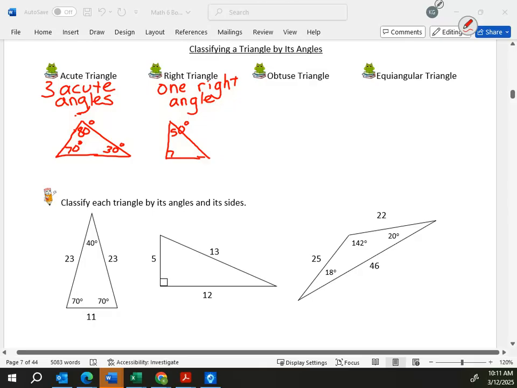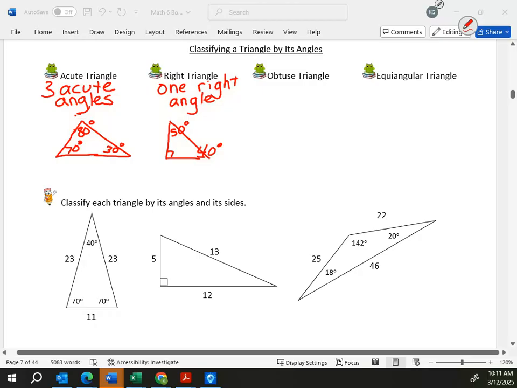If I put 20 on there, 20 plus 50 is 70. 70 plus, we know our right angle is 90. 70 plus 90 is 160. It has to be 40 degrees. 40 plus 50 is 90, 90 plus 90 is 180. So you, again, have to make sure that adding up all three angles equals 180 degrees.